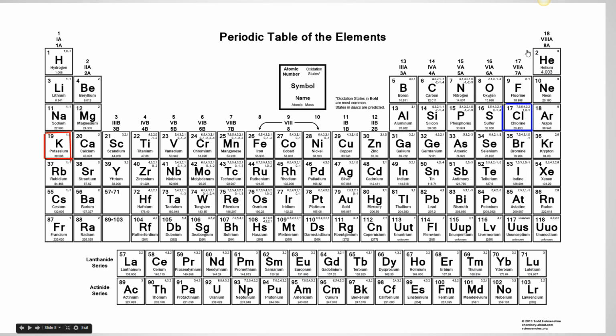Chlorine is in the seventh group, 1, 2, 3, 4, 5, 6, 7. It wants to be at 8, so it looks like the noble gases. They're the cool guys in the periodic table. Everybody wants to look like the cool kids. So these are the cool elements. Chlorine needs to gain an electron, but only one electron. If it gains 2, it's going to have too many. It's not going to have 8. We call this rule of 8 the octet rule.